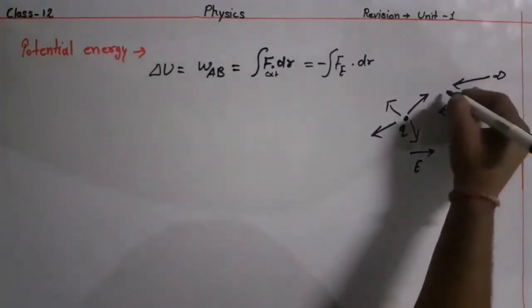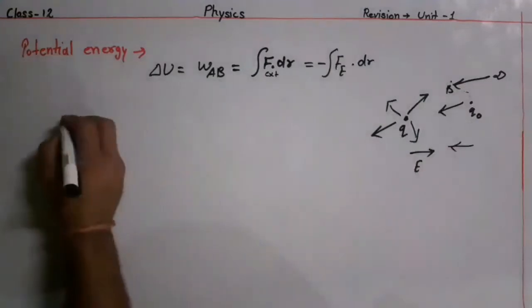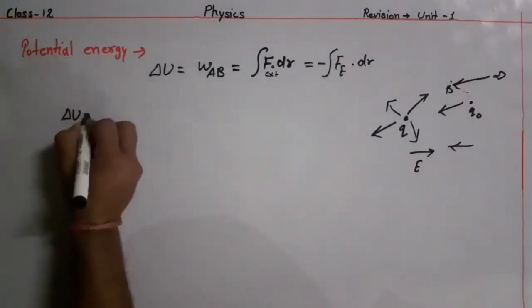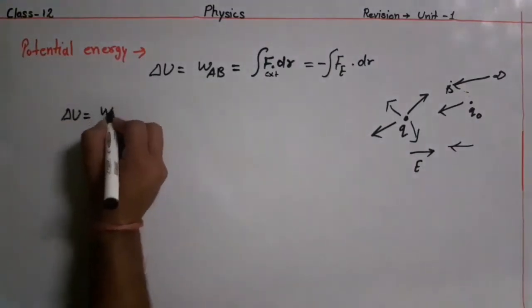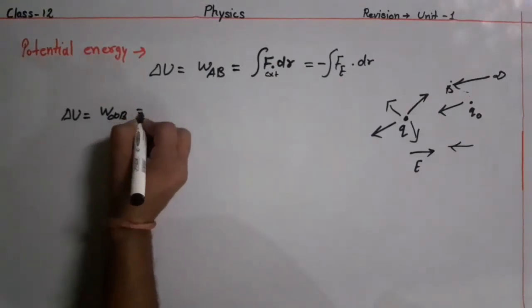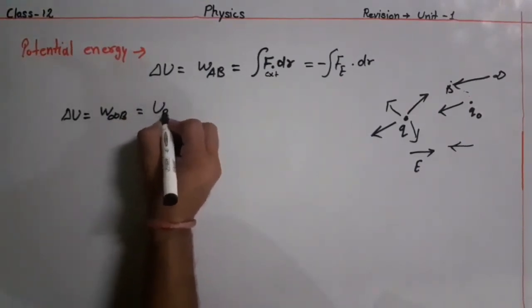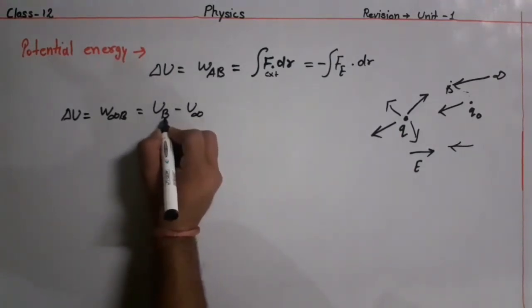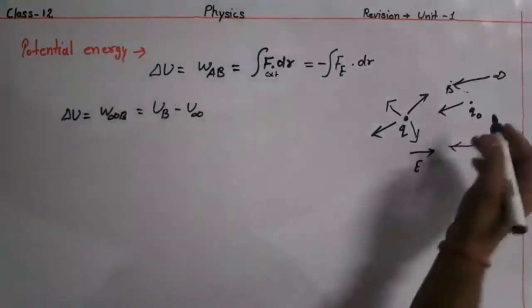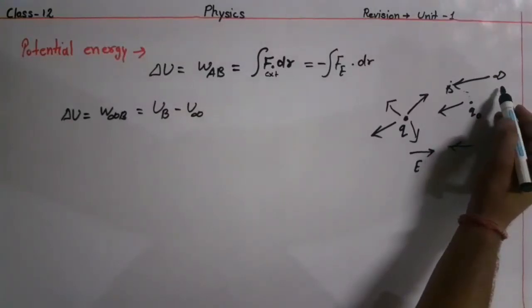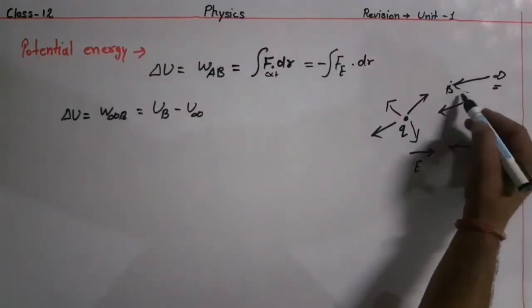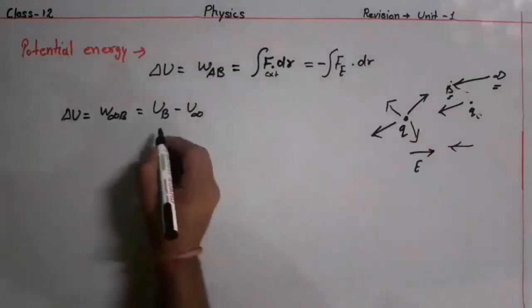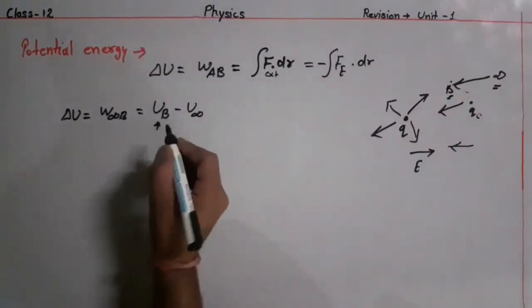Next, if we are moving our charged particle from infinity to a particular point B, for example, we take a particle from infinity to this point B, what will we get? Del U, which will become equal to the work done from infinity to point B, and this can be written as UB minus U infinity, that is, the potential energy at B, which will become higher. Why? Because the work done that we use to move this charged particle from infinity to this point B is stored in the form of potential energy.